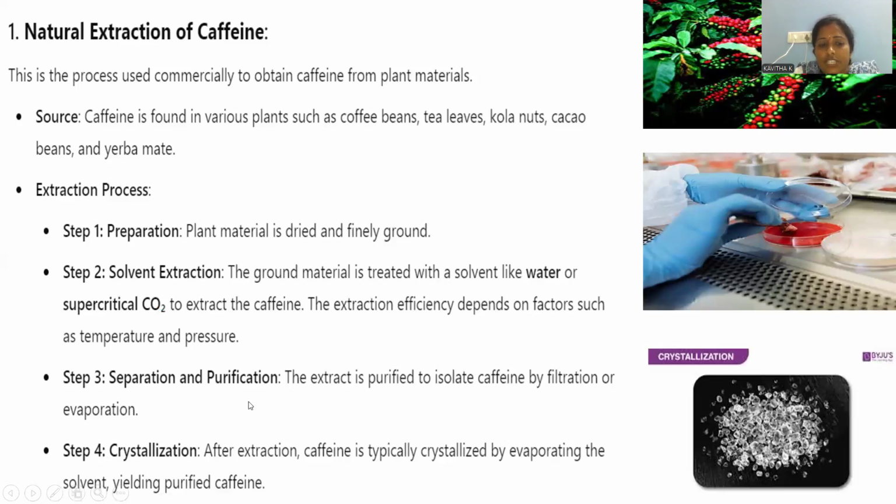Separation and purification. The extract is purified to isolate caffeine by filtration and evaporation. Whatever we have taken into water or supercritical carbon dioxide, we have to place in a proper way so that we can go for the filtration. Caffeine, being a solid, can be separated from the water, or else evaporation can be applied in the case of carbon dioxide, right? This is the way separation and purification is carried out in order to get the crystals. You can notice the crystals of caffeine over there.